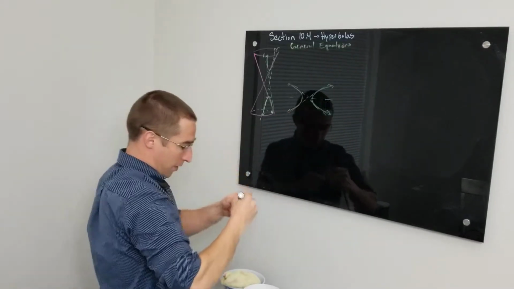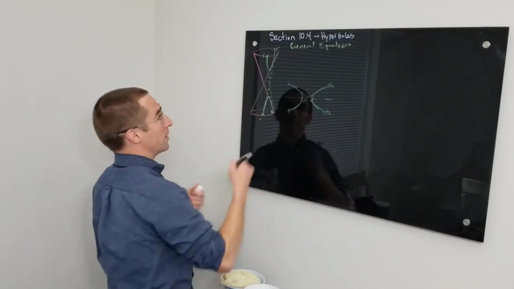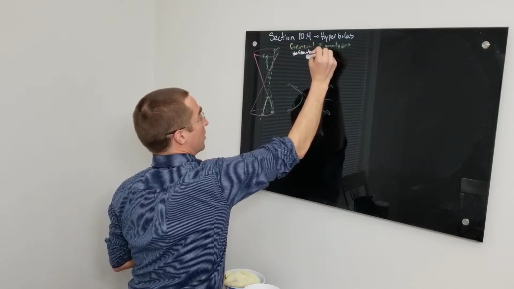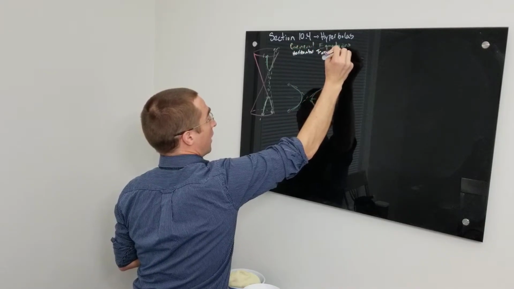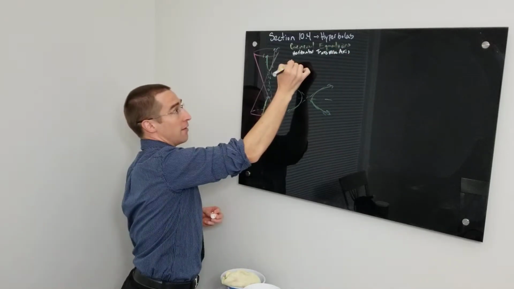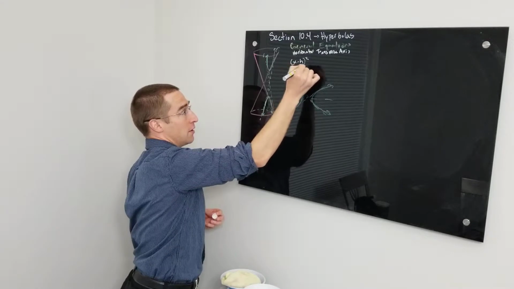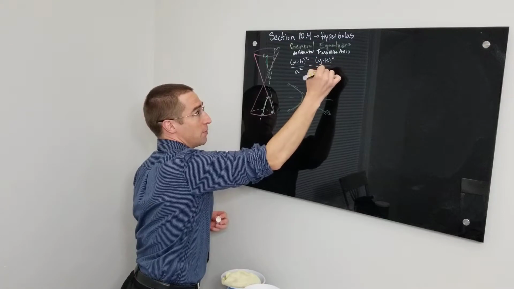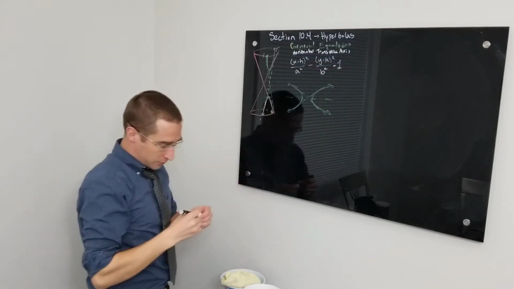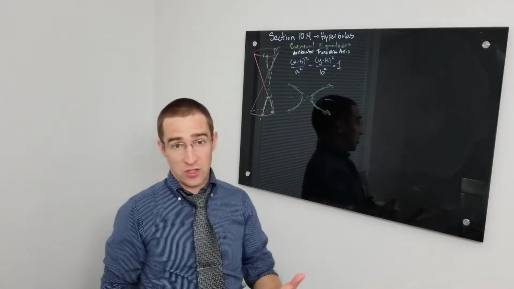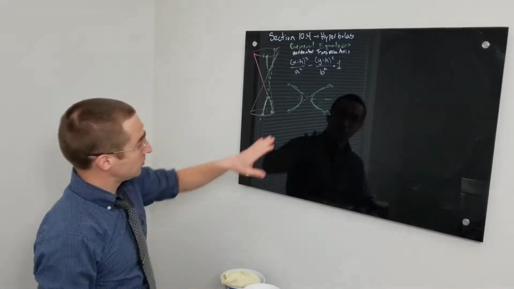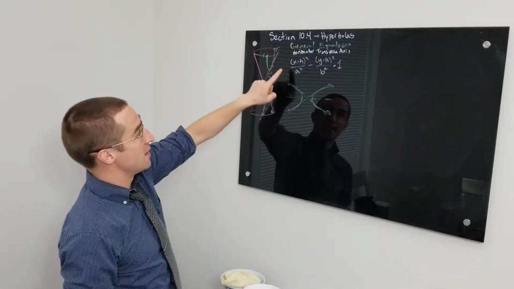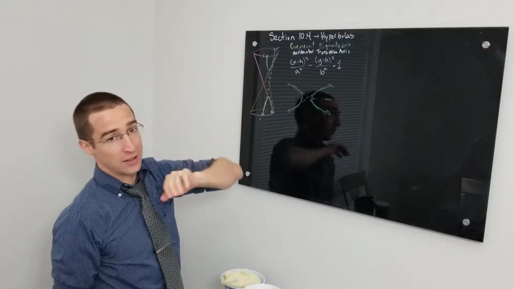So the general equations. This is for a horizontal transverse axis. Here we have x minus h squared over a squared minus y minus k squared over b squared equals 1. Now notice it's subtraction here instead of addition for the equation. And the a squared is under the positive. So if it's a horizontal transverse axis, the x part is positive and we're subtracting the y part.